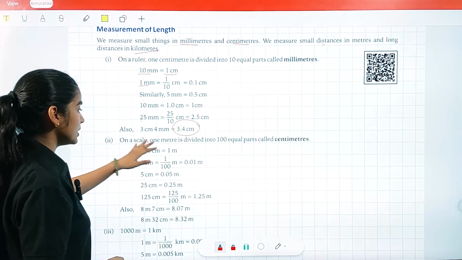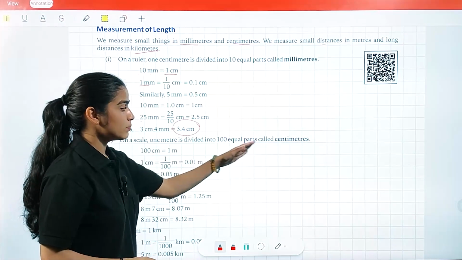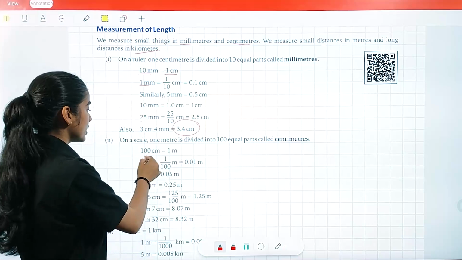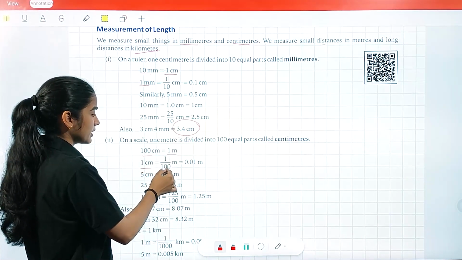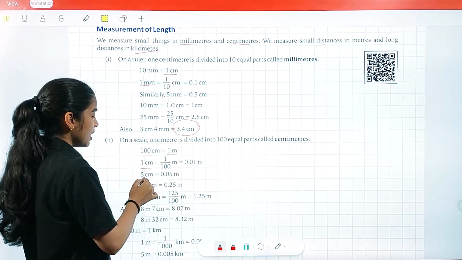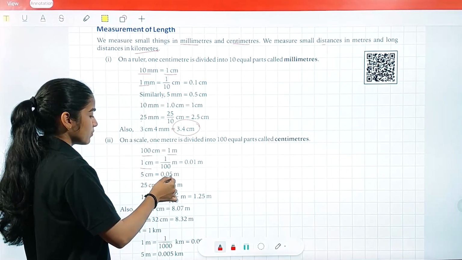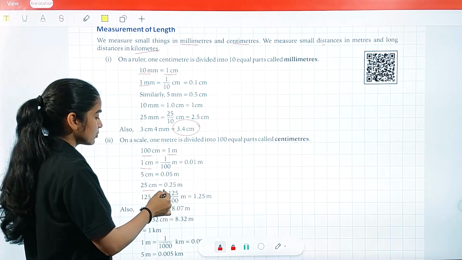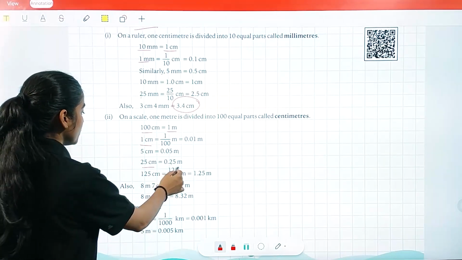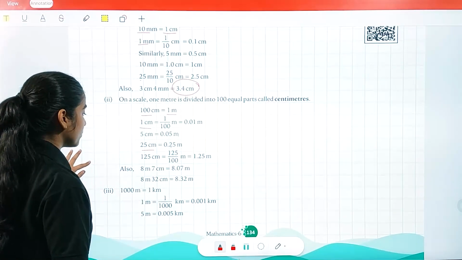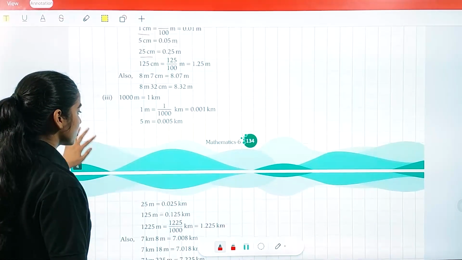Now we have meter. 1 meter is divided into 100 equal parts called centimeters. So 100 centimeter is equal to 1 meter. 1 centimeter is equal to 1 by 100 meter, 0.01 meter. 5 centimeter is equal to 0.05 meter. 25 centimeter is equal to 0.25 meter. 125 centimeter is 125 upon 100 meter, 1.25 meter. So we can represent it.